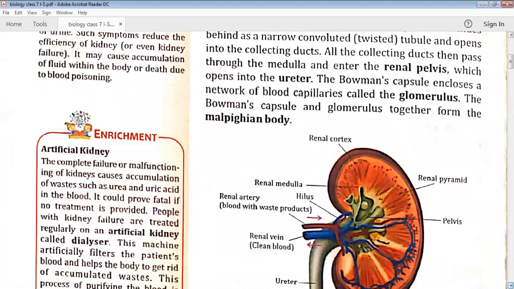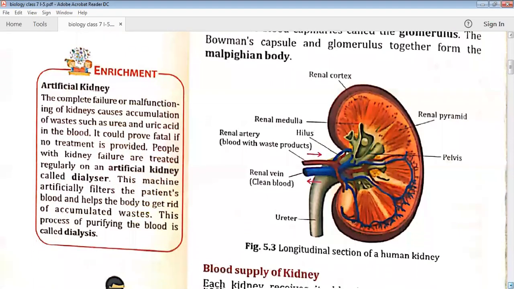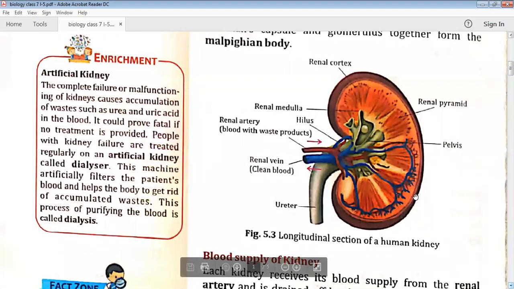So this is the structure of kidney. It looks like this. Each kidney has two distinct layers. The outer one is renal cortex, the outer darker layer, and renal medulla, which is the inner lighter layer of kidney. So you can see the renal cortex is the outer layer of kidney, and renal medulla is the inner lighter layer of the kidney. Then the medulla contains cone-shaped structures called renal pyramids.